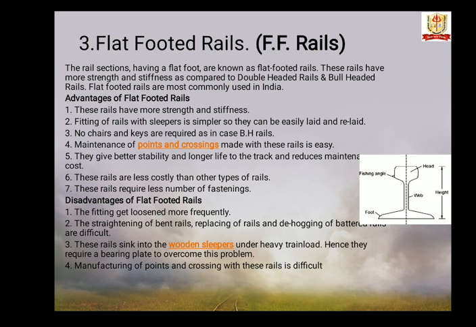Disadvantages of flat-footed rails: the fittings get loosened more frequently. Strengthening of bent rails, replacing of rails, and dehogging of battered rails are difficult. This rail sinks into the wooden sleeper under heavy train load, hence they require bearing plates to overcome this problem. Manufacturing of points and crossings with these rails is difficult.